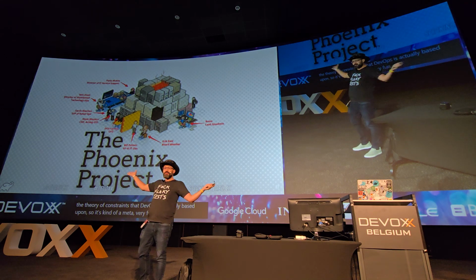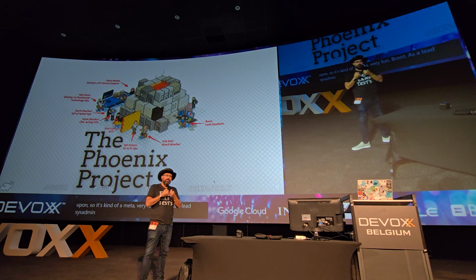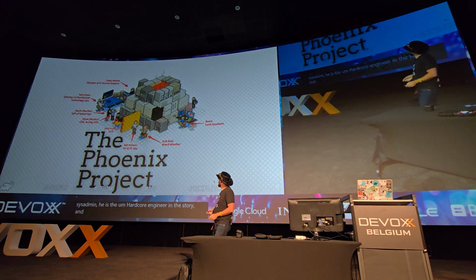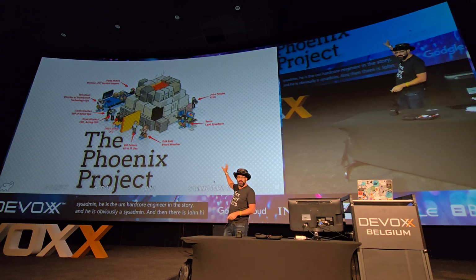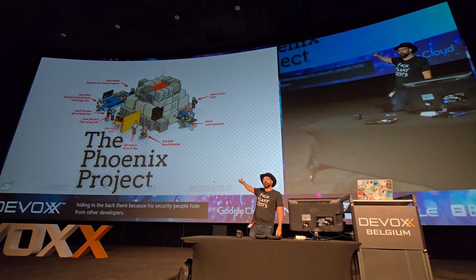Brent is a lead sysadmin. He is the hardcore engineer in the story, and he is obviously a sysadmin. And then there is John, hiding in the back there, because he's security. People hide from other developers. What do you notice?